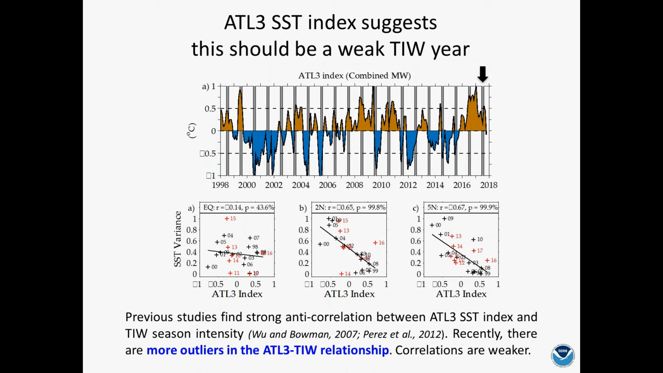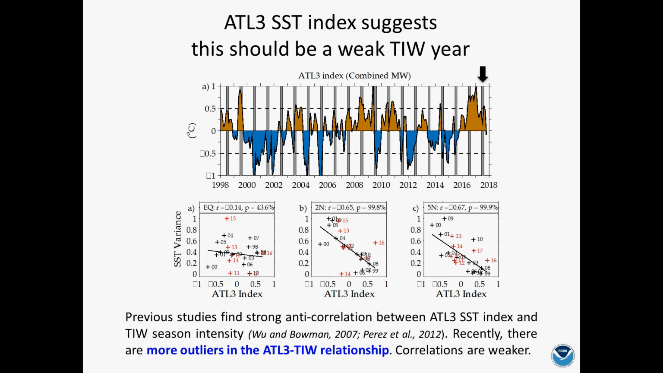Okay. So coming back to this thing about the SST index being positive, so our equatorial Atlantic is warm, and this should be a weak year. When we did this study in 2012, we used data up through 2011, looking at the relationship between the cold tongue temperatures and the strength of the tropical instability waves. And when we looked at 2 north and 5 north, we had a pretty good linear relationship.